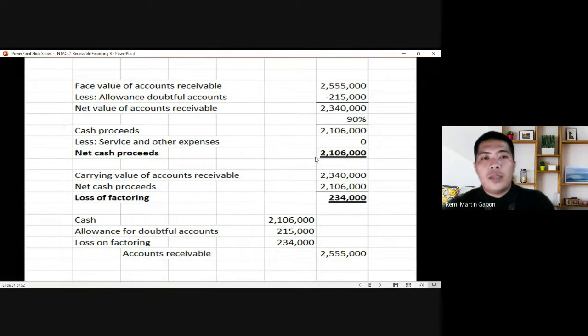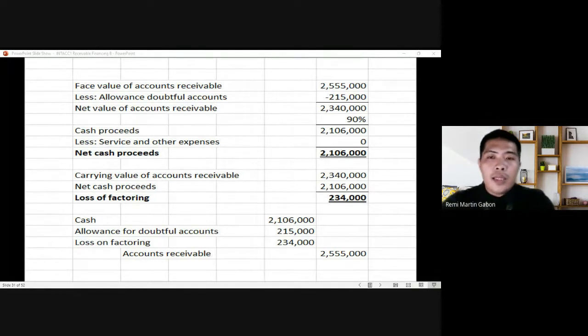Then afterwards, we compare the carrying value of the accounts receivable, or the net value of accounts receivable, with the net cash proceeds. So the loss on factoring is 234,000. It is a loss because we received less than what we have disposed or sold. We sold 2,340,000, but we only received 2,106,000. So that is a loss.